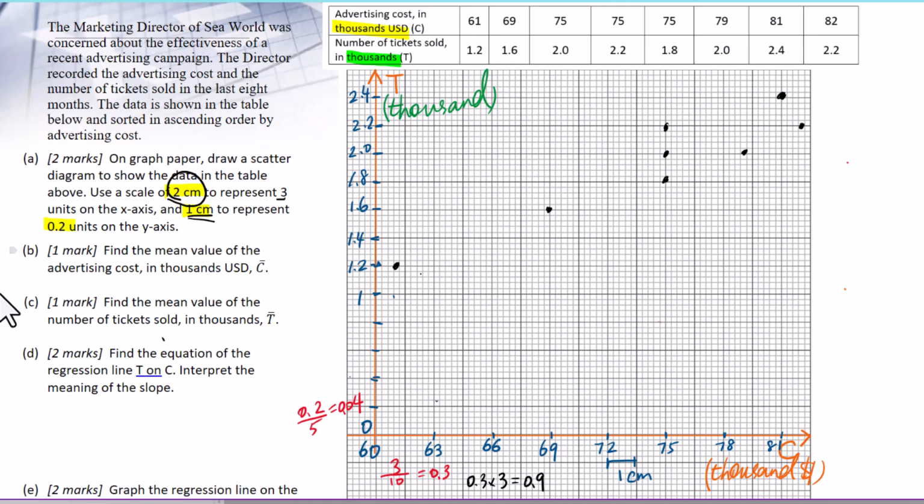B. Find the mean value of the advertising cost in thousands US dollars, C bar. C. Find the mean value of the number of tickets sold in thousands, T bar. D. Find the equation of a regression line, T on C. Interpret the meaning of the slope. For B, C, D, we need to use a calculator.